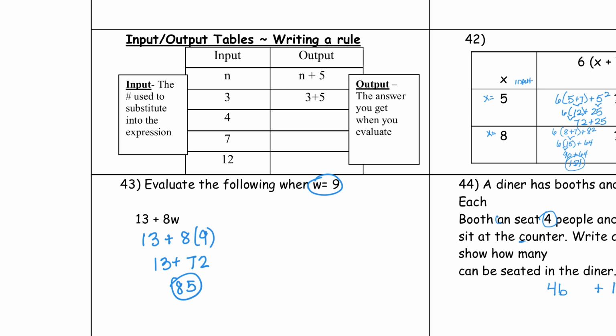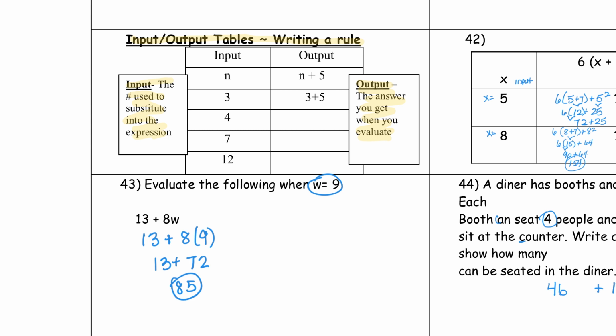To review a little further, input-output tables, writing a rule. So the input is the number used to substitute into the expression, and the output is going to be the answer you get after you evaluate. Evaluate, what's another word for evaluate? That would be the word solve.